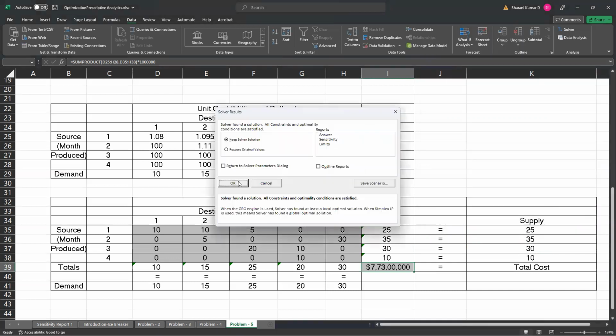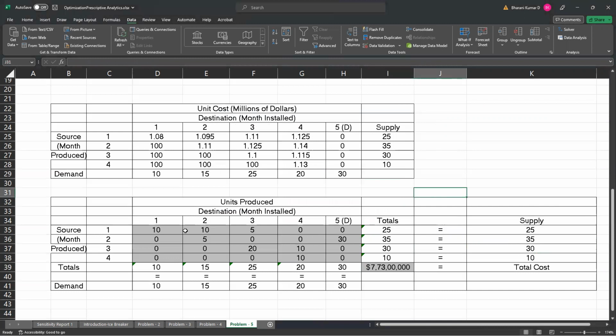The moment you solve, you get to see how many units you need to produce and how many units you need to store for the subsequent month's consumption. And ultimately, you get the overall cost of storage. This is exactly how you need to handle this, so that you solve this particular business problem.